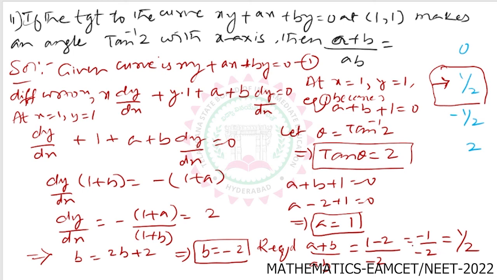Right? Is it clear? So you may ask me, sir, we ask in the terms of numeric. So my answer is 1 by 2.